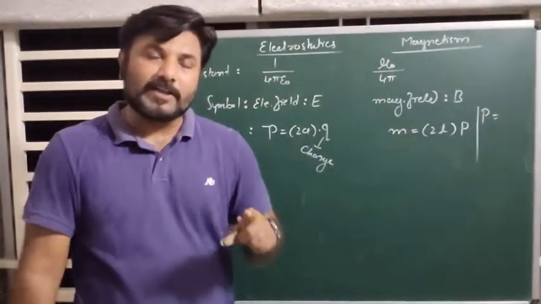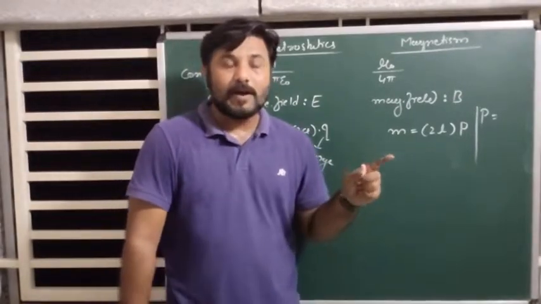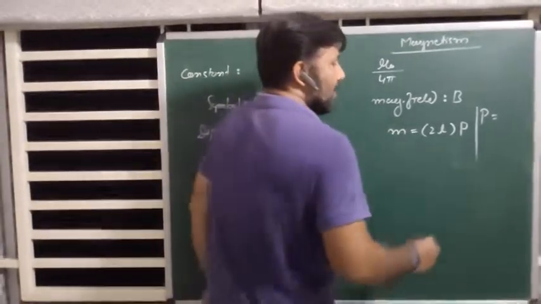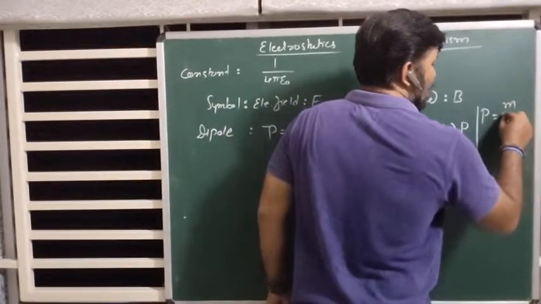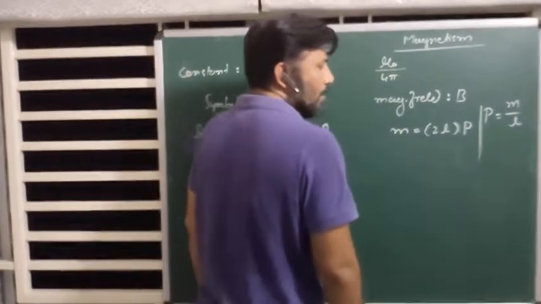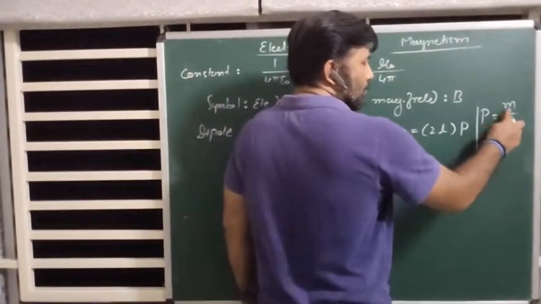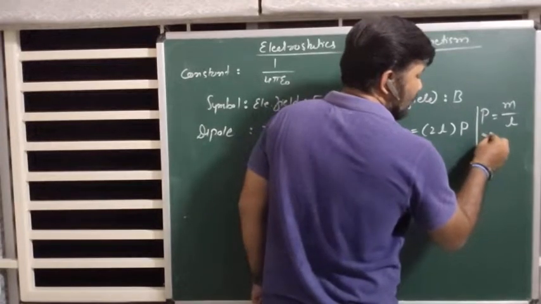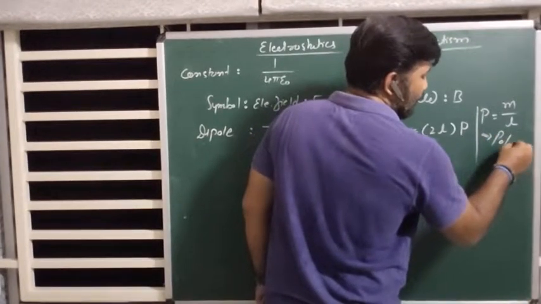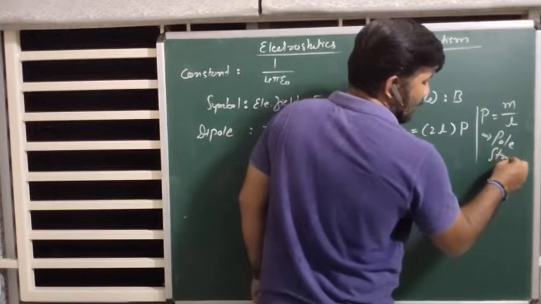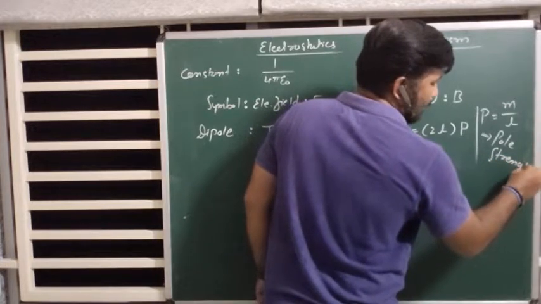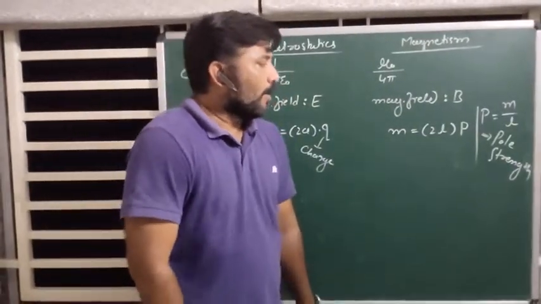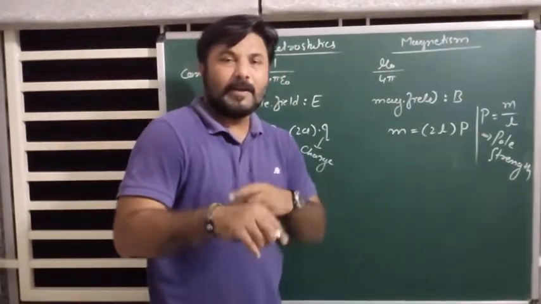It is not there in our textbook. This thing I took from a reference book. What is p? p is nothing but M by l, magnetic moment per unit length, and it is known as pole strength. Got it? Okay, detail will be there in our assignment.